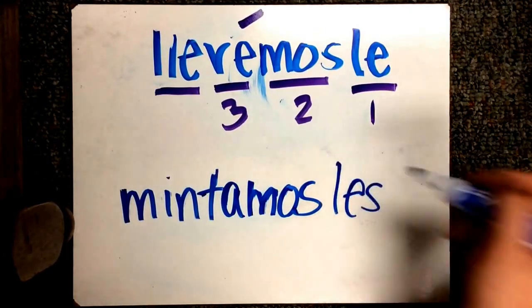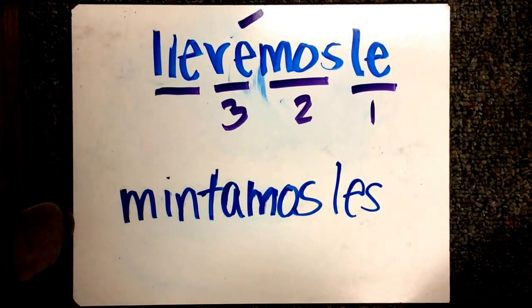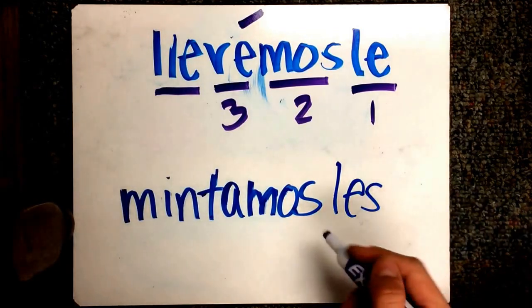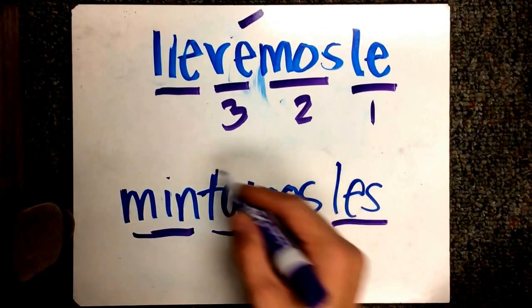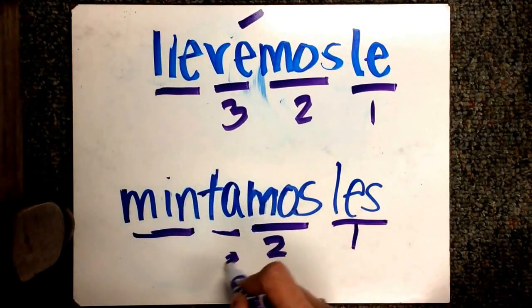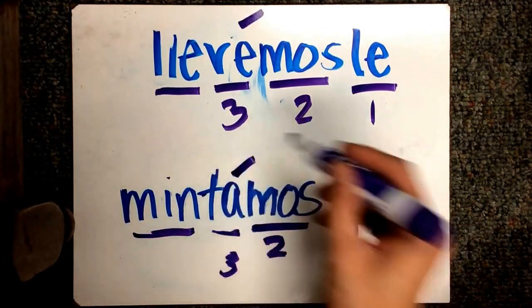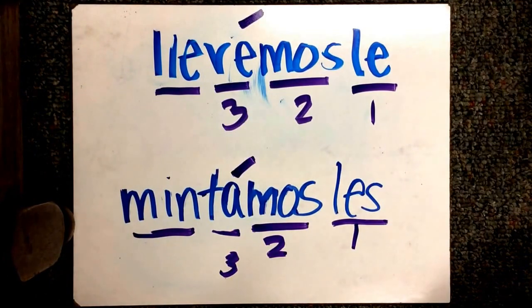So maybe we say, let's not lie to them, or let's lie to them, sorry. We need to count our syllables, men, ta, mos, les. I count back 3, and I have to add my accent, mintámos les.